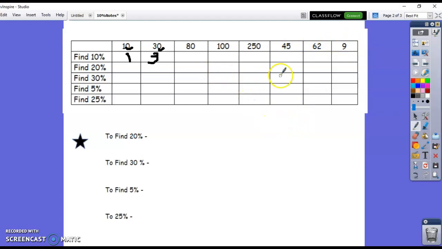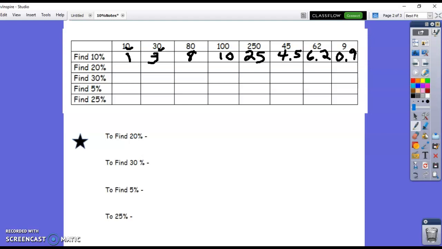Okay, now that you're done with those, let's check them. 10% of 80 is 8. 10% of 100 is 10. 10% of 250 is 25. 10% of 45 would be 4.5. 10% of 62 is 6.2. And 10% of 9 would be 0.9. Okay, so you're just moving the decimal point over one place to the left.